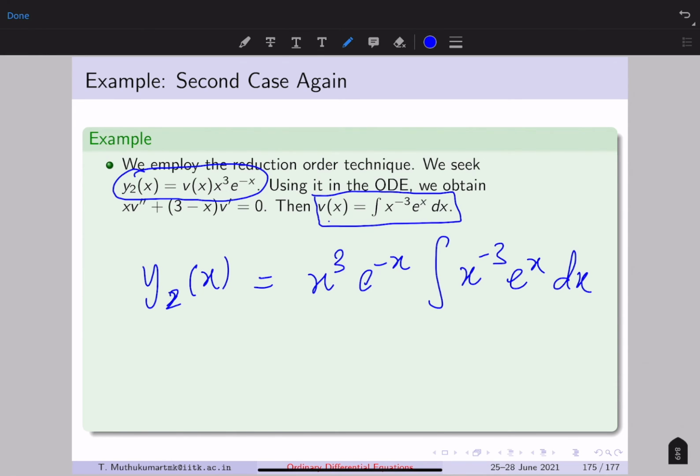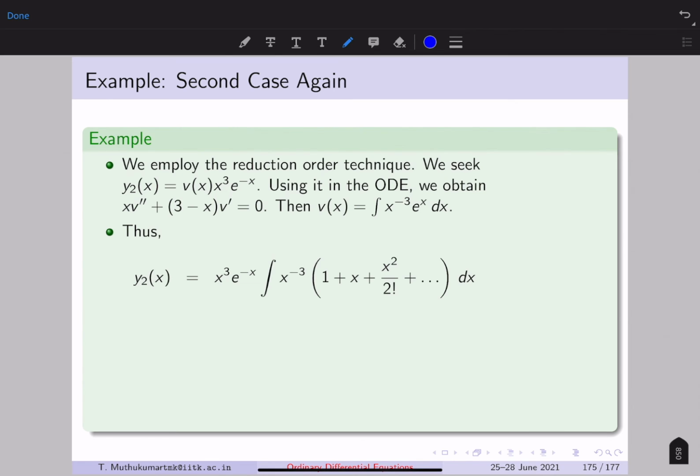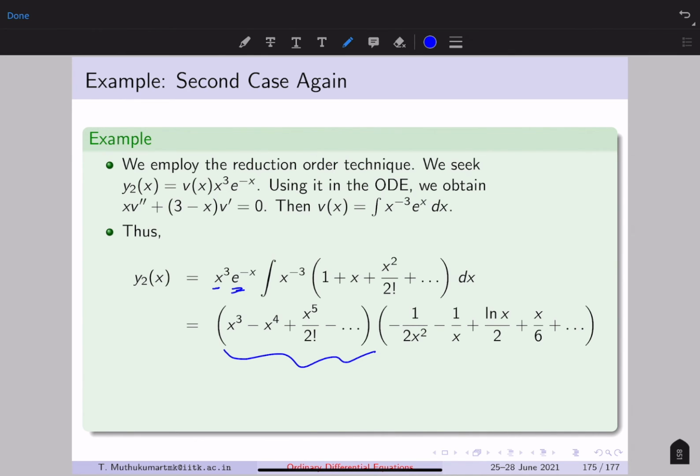But let's try to write it in the series form. To do that, you expand this e power x in the power series form. Rest everything is the same. So y2 is this times v, and in v you have expanded e power x. Here again I have expanded e power minus x, and if I multiply x cubed to e power minus x, I get this. And here if I multiply this inside and integrate term by term, x power minus 3 on integration will give you this. Similarly, x power minus 2 on integration will give you this, and so on.